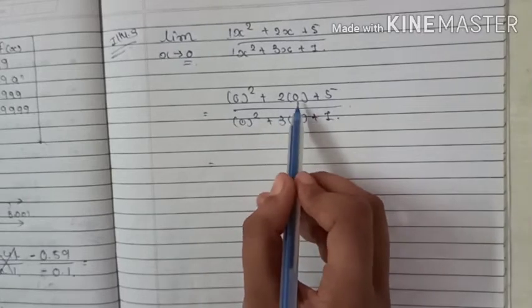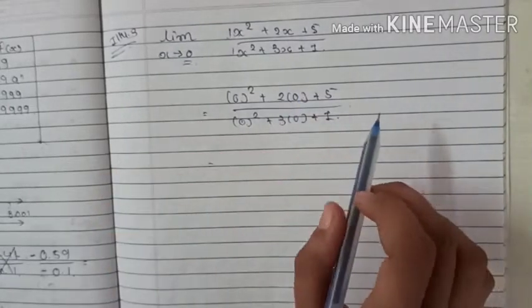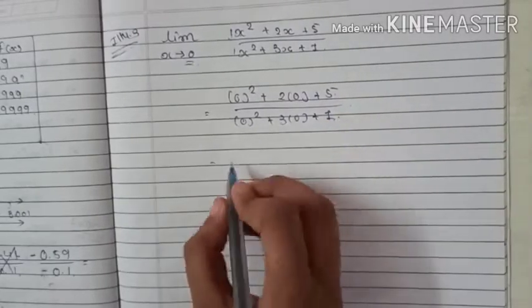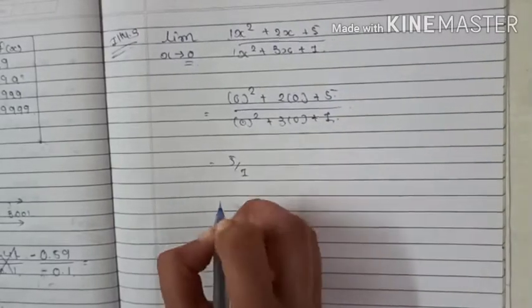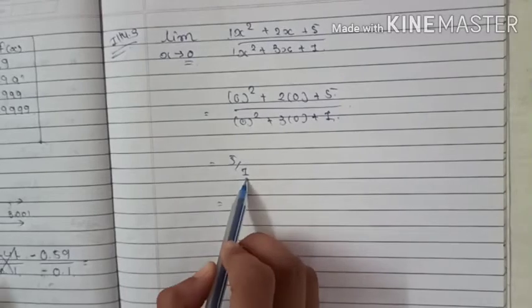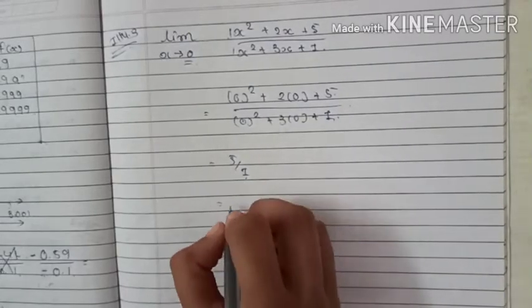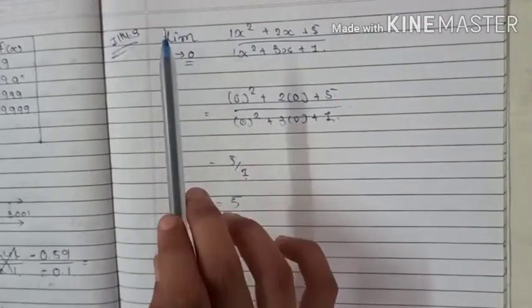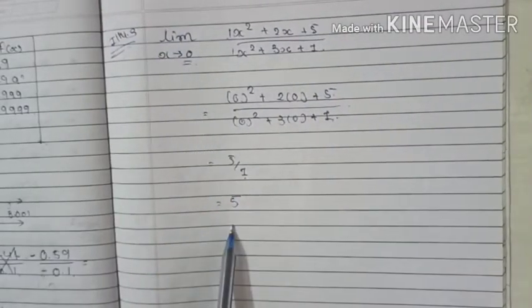0 square and anything multiplied with 0 all become 0. So we only get 5 divided by 1. 5 divided by 1. There is no other value in the denominator except 1. So directly the answer is 5. The value of that function limit is 5. Understood?